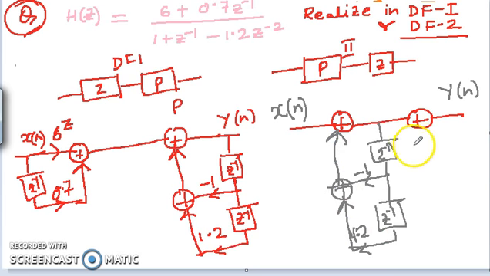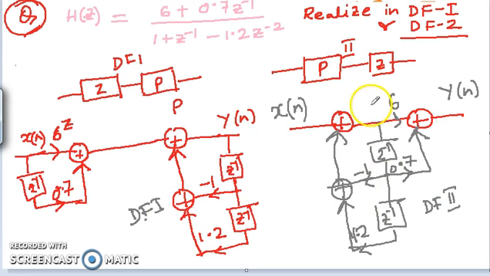Now what is going to happen for the zeros? The zeros are 6 and 0.7. No change will occur for the zeros. So it will be 0.7, coming through the delay, and it will be added to this one. So this is the realization of direct form 2. This is the realization of direct form 1, and this is the realization of direct form 2.